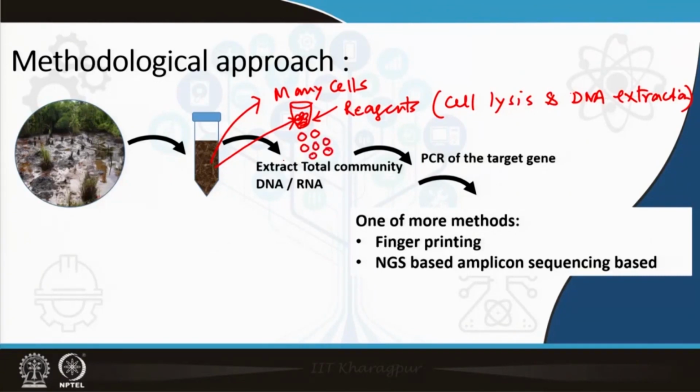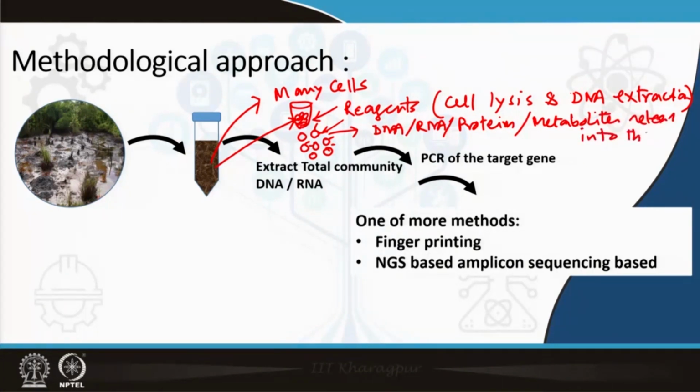So, all these cells are subjected to this chemical reagent, like lysis reagent, which actually degrades the cell wall and membrane and allows the cell cytoplasmic material and the nuclear material to be released into the solution. So, all these cells are broken and we get the DNA or the genetic material, the DNA or the RNA and even the proteins and also the metabolites released into the solution.